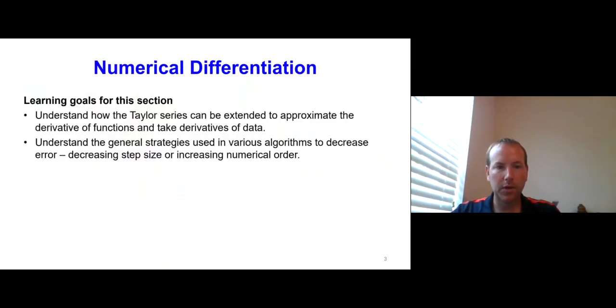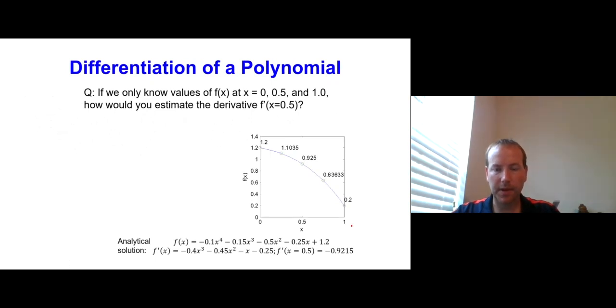So the learning goals for this section are to understand how Taylor series can be extended to approximate the derivative of functions and take derivatives of data. And also, we're learning a general concept that applies to many other types of algorithms, which is that you can improve accuracy, or decrease truncation error, by either decreasing the step size or increasing the numerical order of the method. So let's start out with something rather simple.